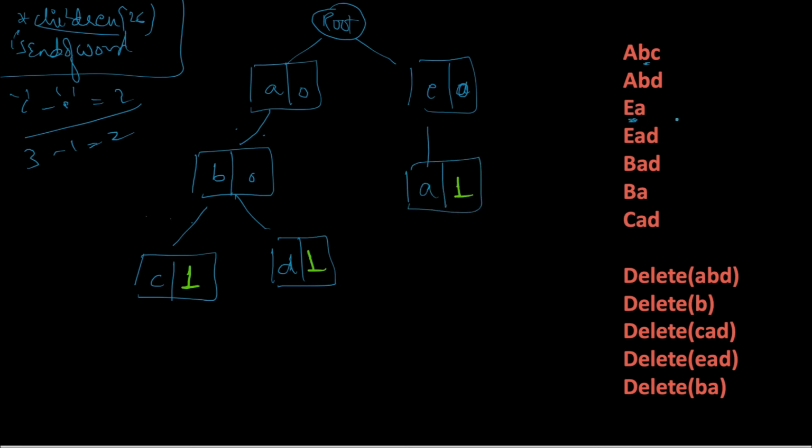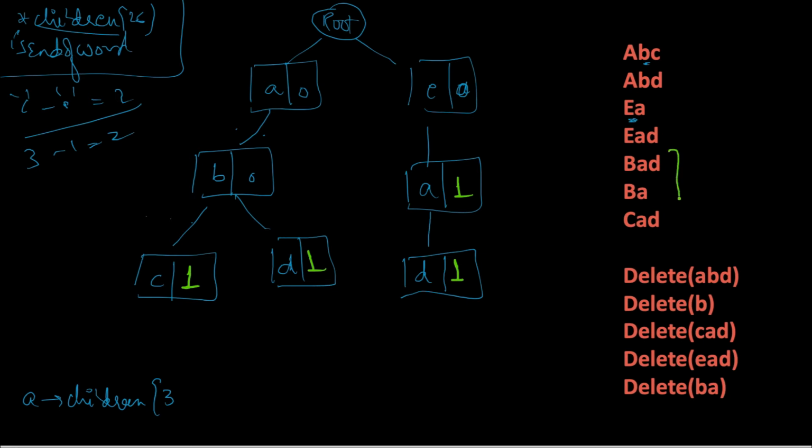Now if we insert EAD, what do we see? If we go further down from E and A, does any node exist at the D index, the 3rd index of the children? No, it does not. So we create a node there and mark the end of the word as 1.